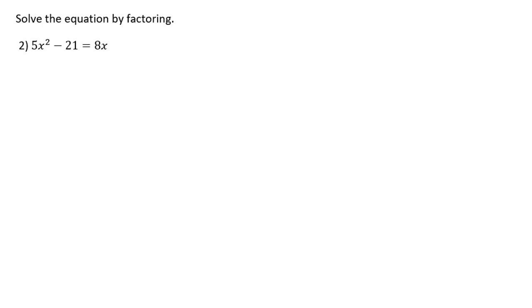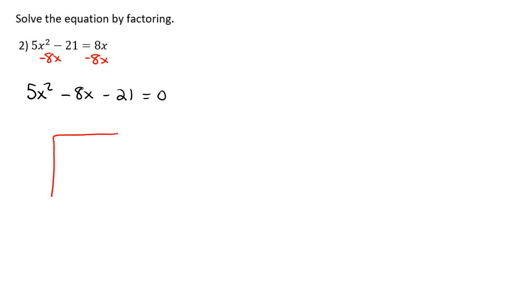Okay, another example. We have 5x squared minus 21 equals 8x. Once again, before we can start factoring, we need to move everything to the same side. We're going to move the 8x over to the left side with subtraction. And so I'll have 5x squared minus 8x minus 21 equals 0. You always want it to equal 0. And remember, it's going to go x squared, x, and then a constant. You always want to go in that order before you start factoring.